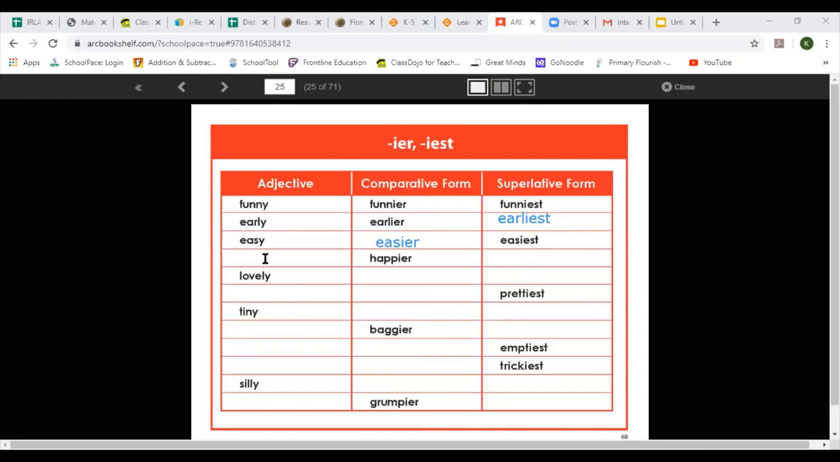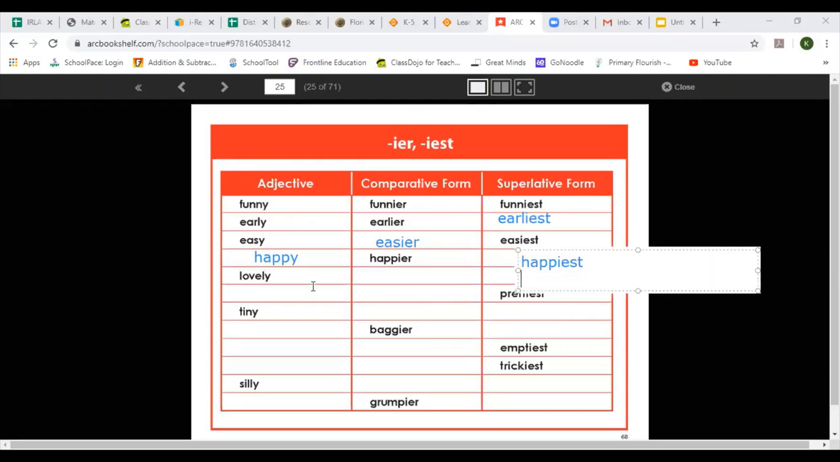Let's try one more together. Let's take a look at this row. Happier. What would be the adjective for happier? So I'm going to drop the IER. I'm going to add a Y. Adjective is happy. Great job, boys and girls. Now I'm going to add an IEST. So happy becomes, drop that Y, add the IEST, happiest. Great job.